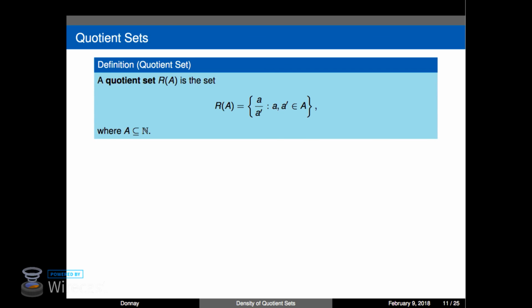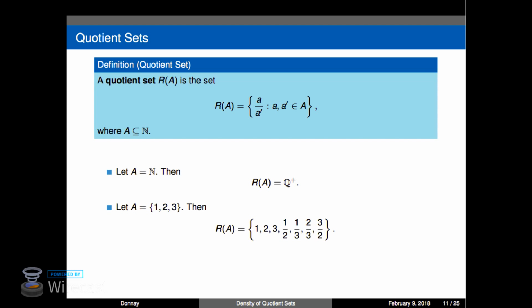So, formally, a quotient set is just all the possible fractions made out of a subset of the natural numbers. For example, if we let the subset of the natural numbers be the natural numbers, then making all possible fractions would give us the positive rational numbers, right? That's just exactly how we define the rational numbers, they're quotients of whole numbers. We only get positive numbers because the natural numbers are only positive.